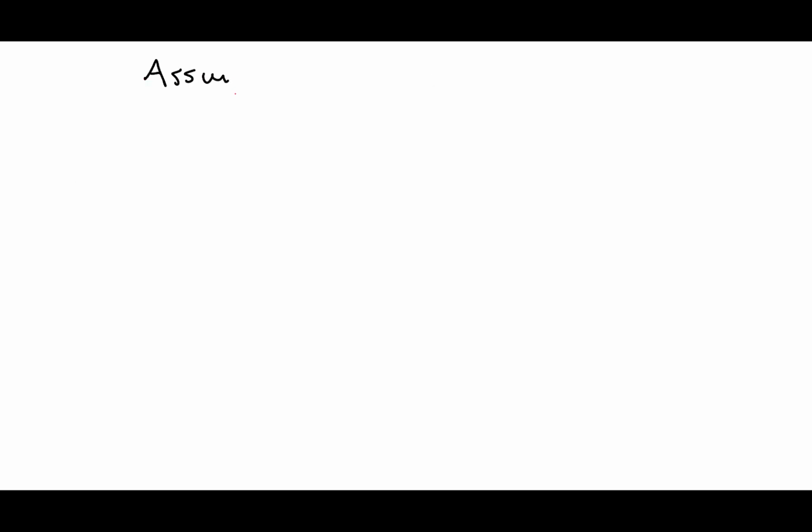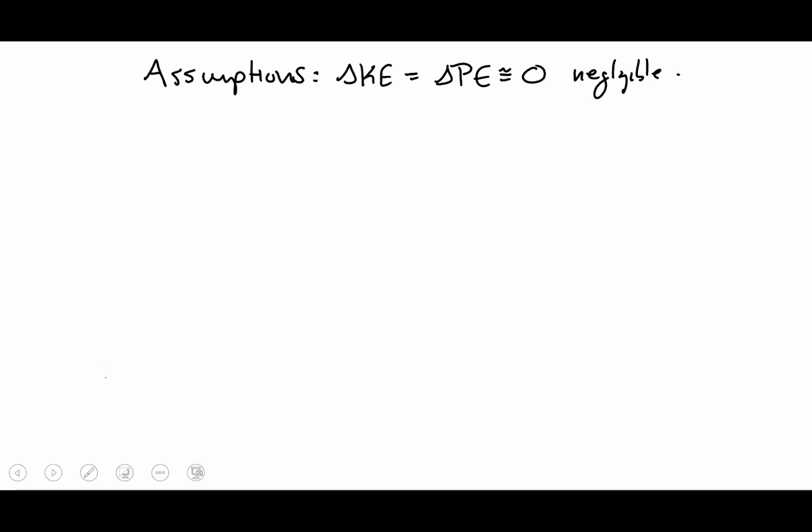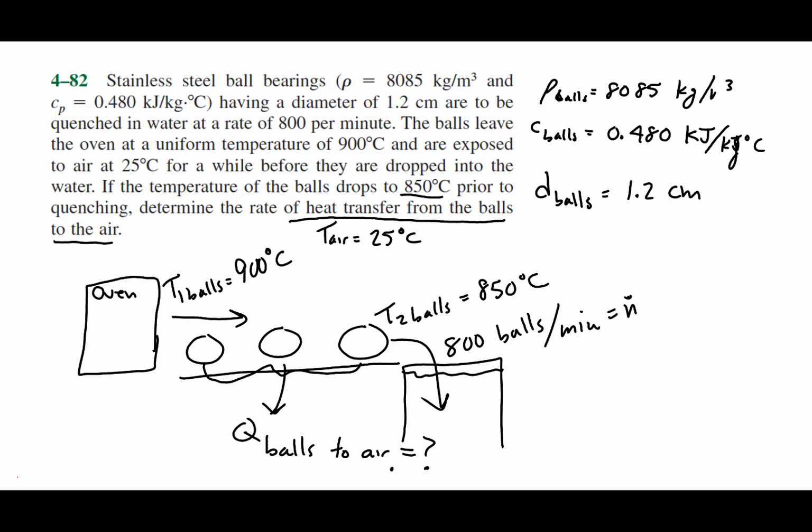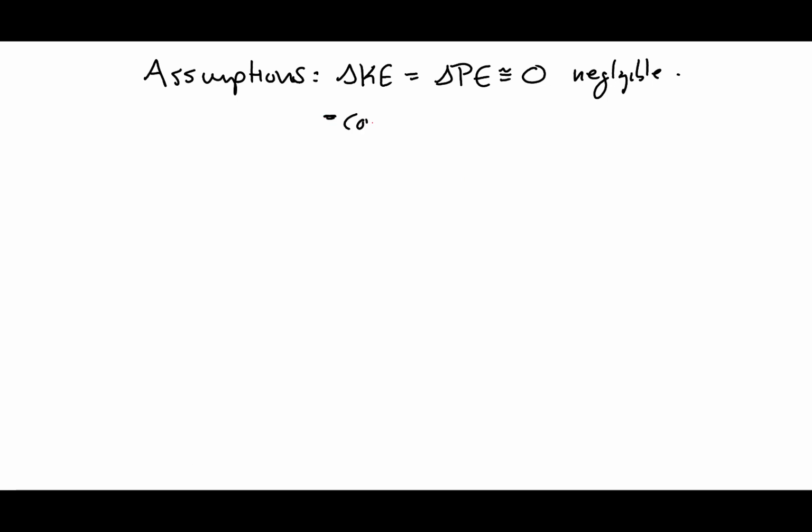So let's make some assumptions. The main assumption I'm going to make is that the change in kinetic energy and the change in potential energy is 0. Well, it's not actually 0, but I'm going to say it's negligible. So the rate of heat from the balls is going to be a lot more than the change in kinetic energy. So we have our drawing. We have identified the unknowns and the knowns, and we have a physical sketch, and we've stated some assumptions. I'm going to also say that we're assuming constant specific heat for the steel. That was kind of given that we could just use the constant specific heat as an assumption.